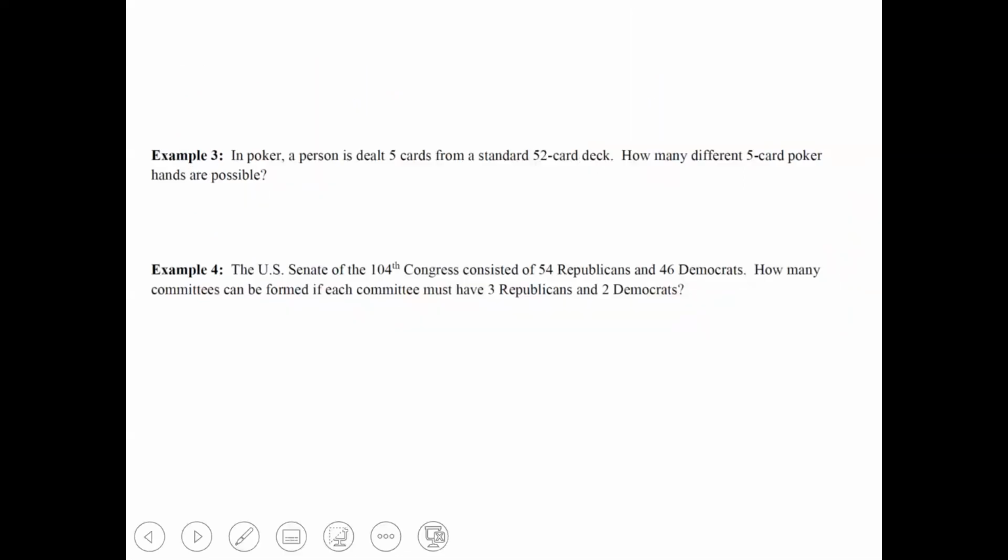Okay, example 3. Go ahead and read it. In a poker game, a person deals 5 cards from a standard 52-card deck. How many different 5-card hands are possible? So again, it's a combination question. So I'm going to label my R and N. My N is going to be the bigger number, which is 52. R is going to be my smaller number, which is 5. So I'm going to have 52 C 5 equals.